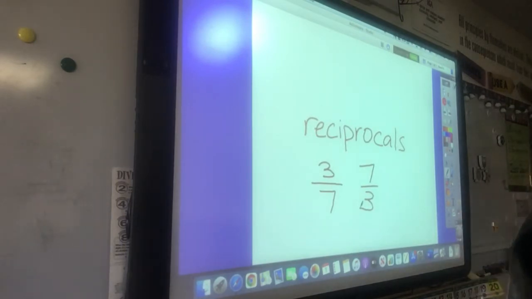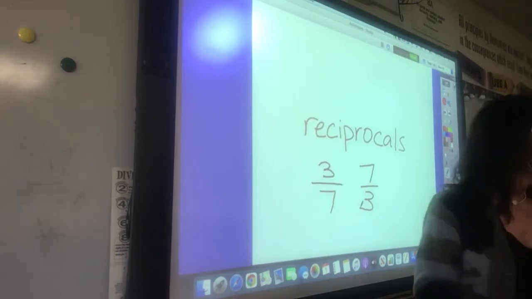Okay? So what would be the reciprocal of 2/5? Hunter. 5/2. Yes, 5/2. Okay, what would be the reciprocal of 1/2? A little bit tricky. 1/2. Sarah Grace? 2 wholes or? Yeah, 2. 2/1, which is really just 2, right?